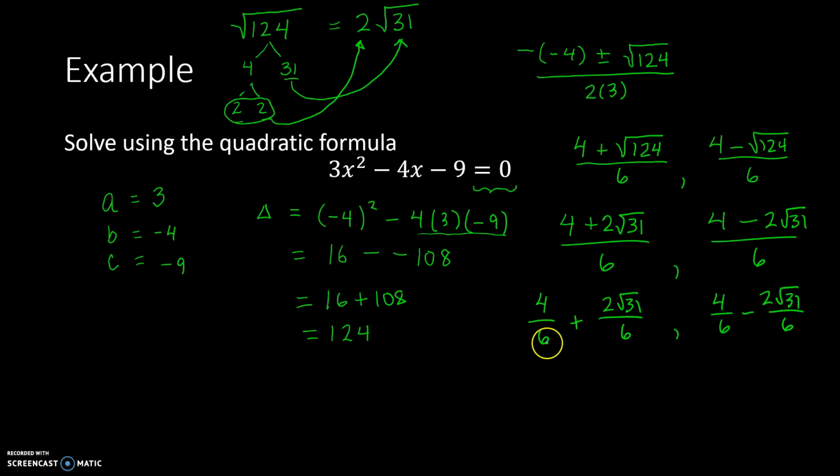And these do reduce because 4 and 6 are both even, so if we divide by 2, we get 2/3. 2 and 6 are both even, so if we divide by 2, we get 1/3, and we'd still have a square root of 31 there. And the same thing with this version.